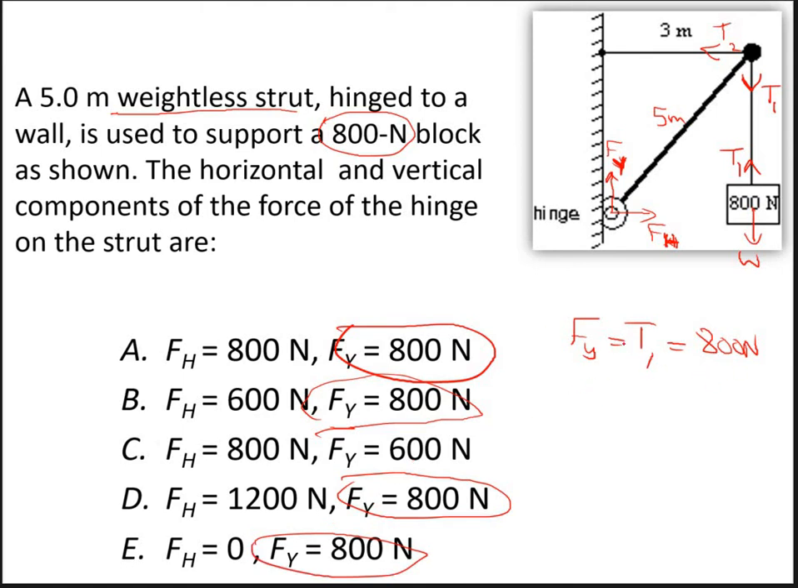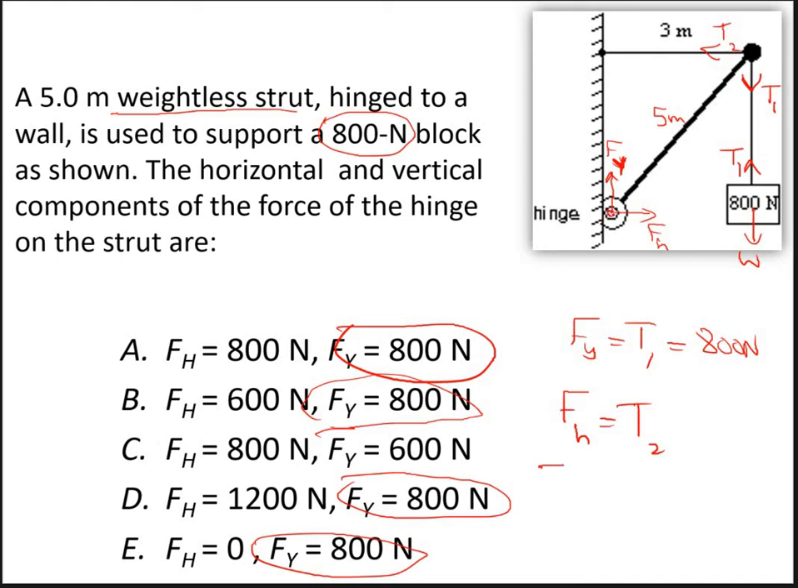So now let's look at the horizontal component. So this is our FH. So FH is equal to T2. If you look at the system, FH is equal to T2. So now, how do we get T2? This is where it gets a bit tricky. We need to apply the condition of equilibrium that the net torque on the system is equal to 0. So let's apply the condition of equilibrium, the net torque equal to 0.